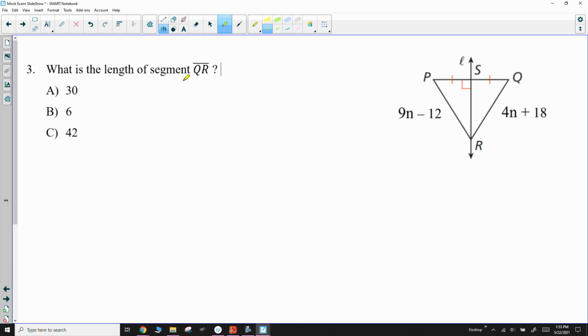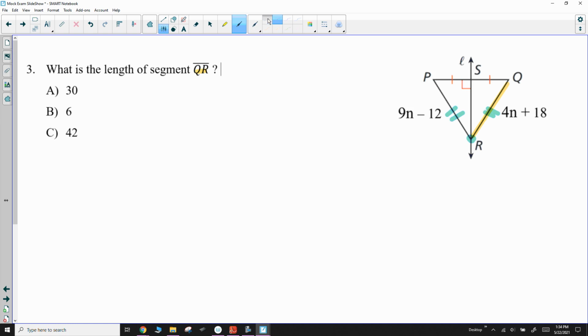This one says, what's the length of segment QR? And QR is this guy right here. And I look at the diagram and I see that this line is perpendicular to the segment, and this line is bisecting the segment, which means this is a perpendicular bisector. And we learned that in a perpendicular bisector, any point on the perpendicular bisector is equidistant from the endpoints of the segment, which means that this segment and this segment are congruent to one another.